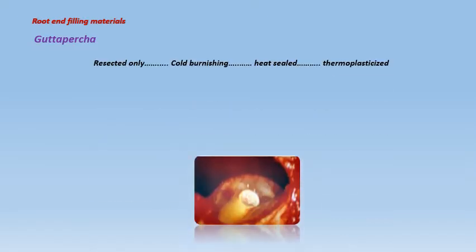The second root end filling material is the gutta-percha. How can I use the gutta-percha as a root end filling material? Actually, it can be used because the canal is already filled with gutta-percha. So I can only resect the root and just burnish the gutta-percha in the root apex, or I can heat a condenser and heat seal this gutta-percha. Some others tried to remove a part of the gutta-percha and inject thermoplasticized gutta-percha and burnish it.